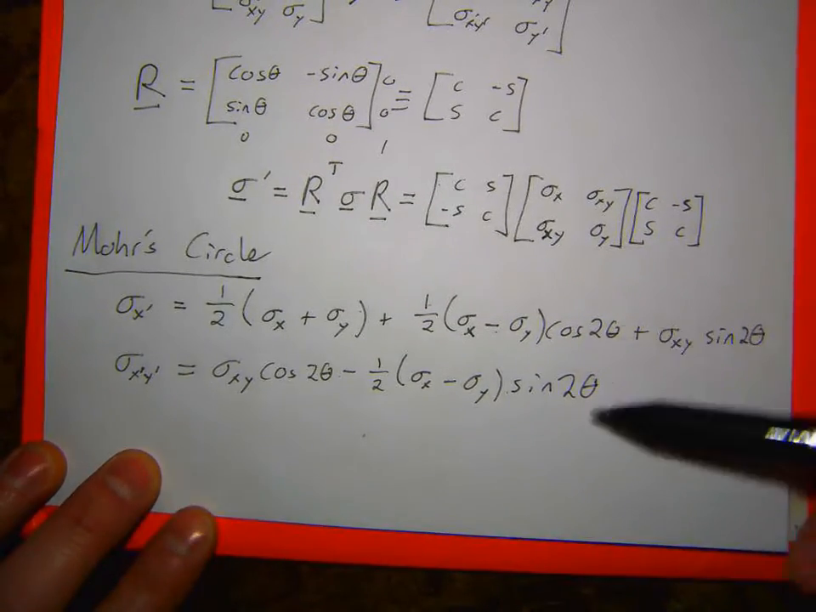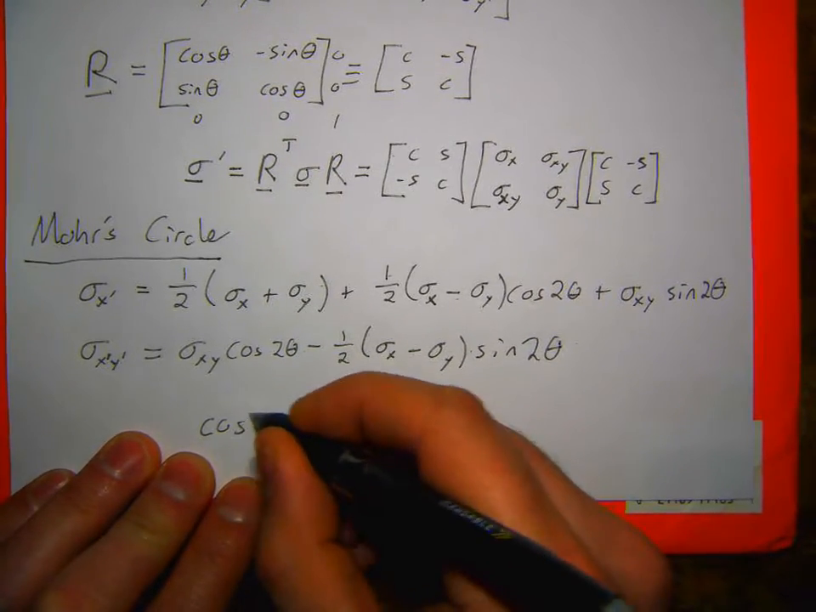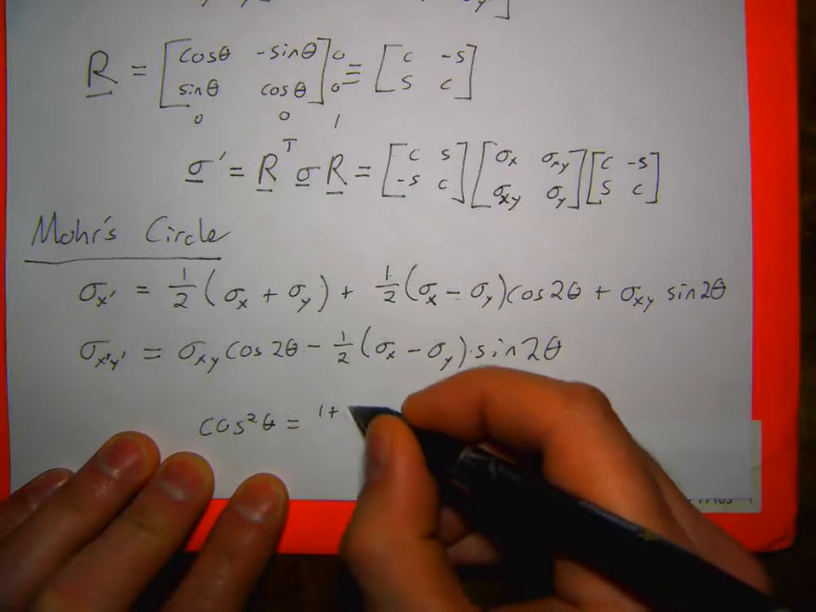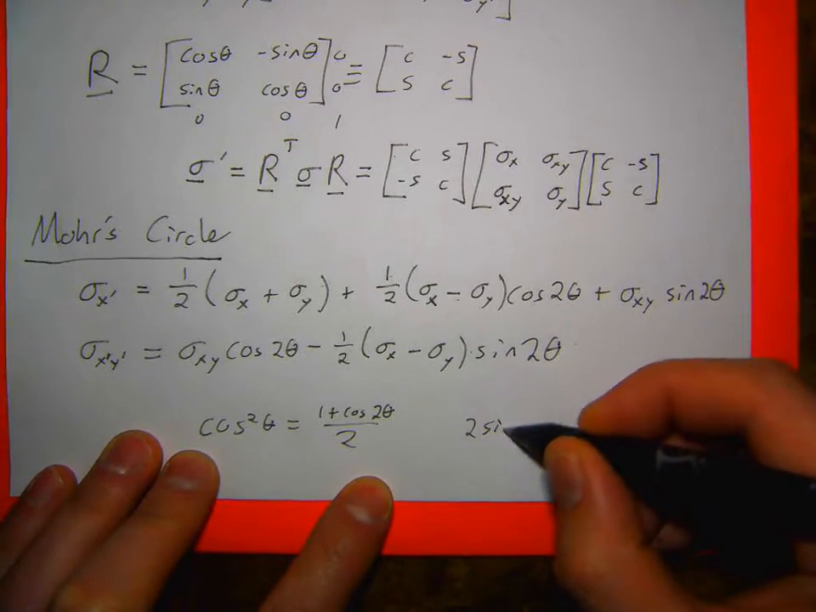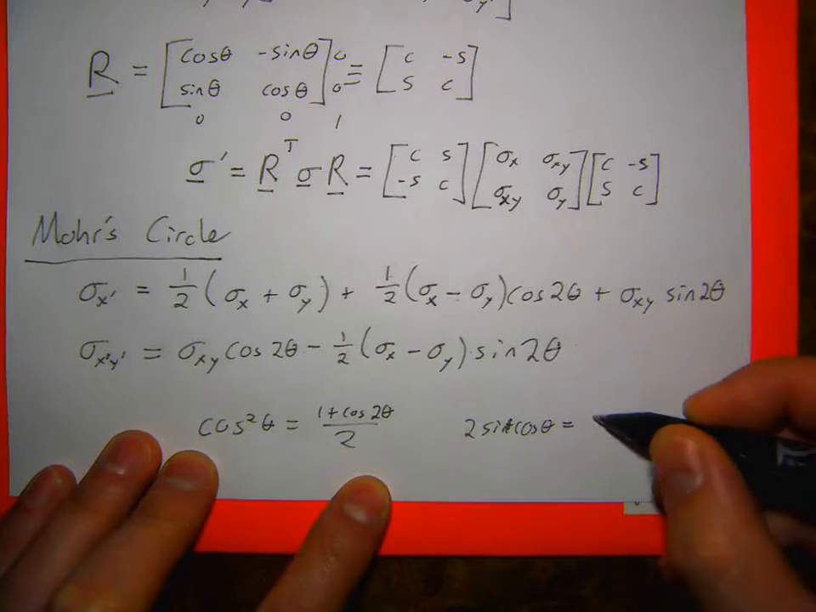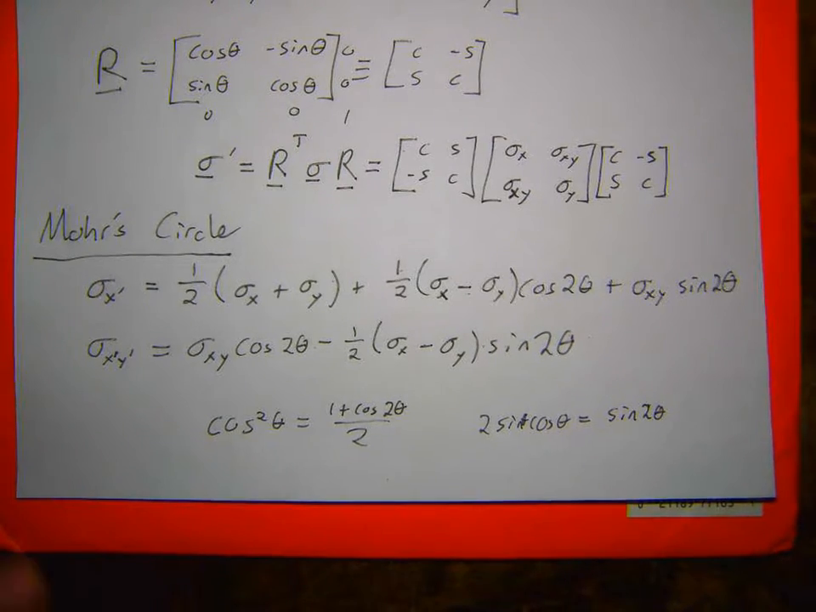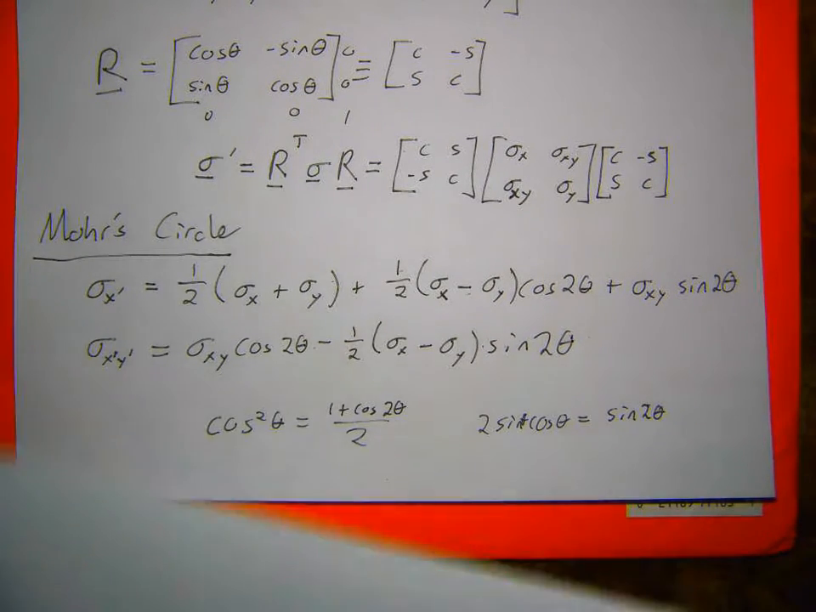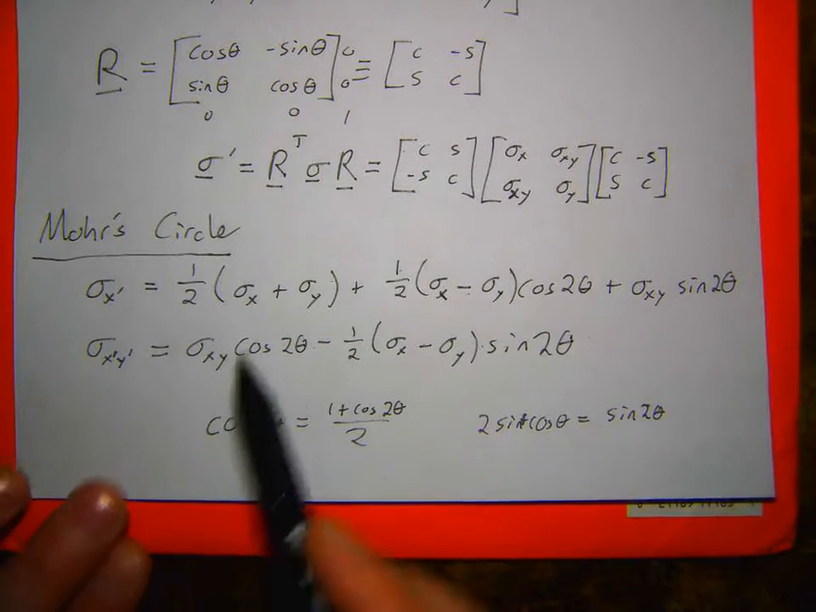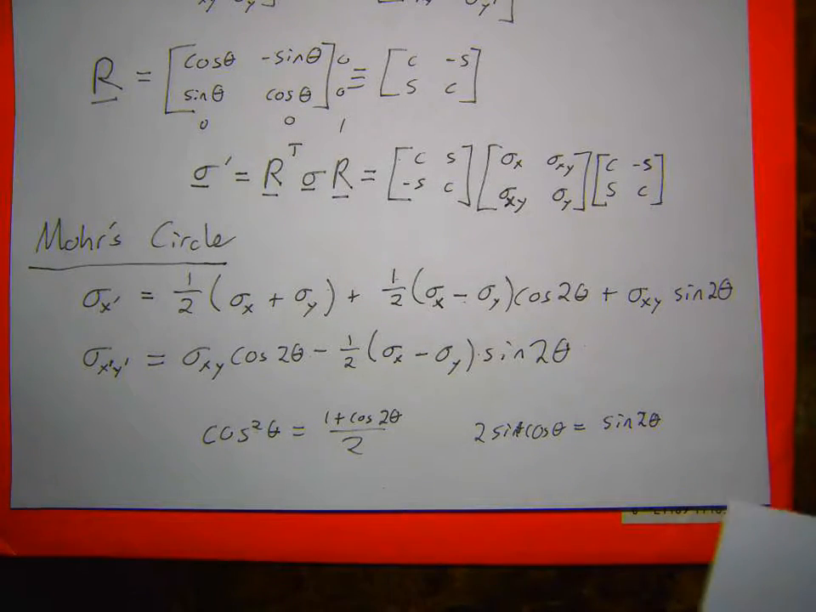These equations are the same as the ones above, just now with double angle theorems thrown at them. Cosine squared of theta is 1 plus cosine 2 theta over 2, and 2 sine theta cosine theta is the sine of 2 theta identity. You basically throw these into those equations. I'm not going to show it here, I have it written out in the notes, but you would take these over to one side, square them, and then add it all together.